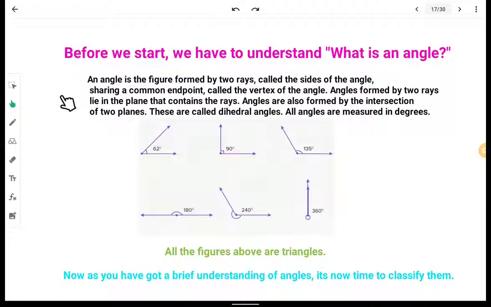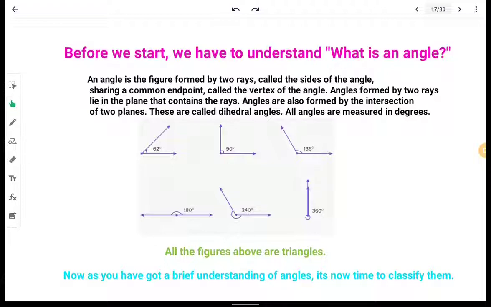By definition, an angle is a figure formed by two rays called the sides of the angle, or the arms of the angle, sharing a common endpoint called the vertex of the angle. Angles formed by two rays lie on the plane that contains the rays. Obviously, this is true. I don't need to explain this to you, right?